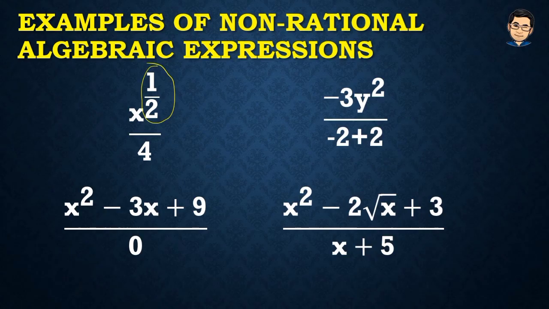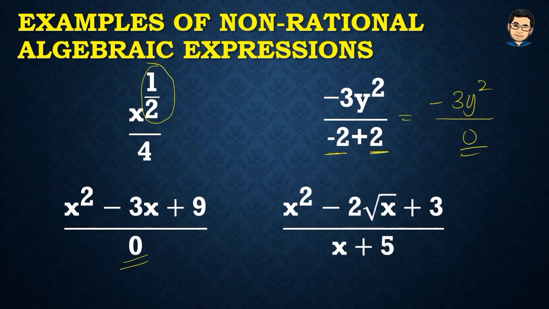Number 2, x squared minus 3x plus 9 all over 0. You can see that the denominator is 0. According to the definition of a rational algebraic expression, Q should not be equal to 0, wherein Q is the denominator of the given expression. It will become undefined. Likewise, our third example, negative 3y squared all over negative 2 plus 2. If we add negative 2 and 2, that becomes negative 3y squared all over 0. Again, the denominator is 0, so this expression will become undefined.